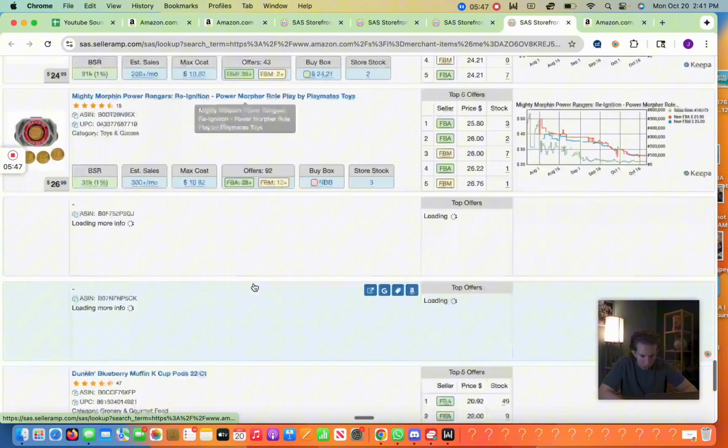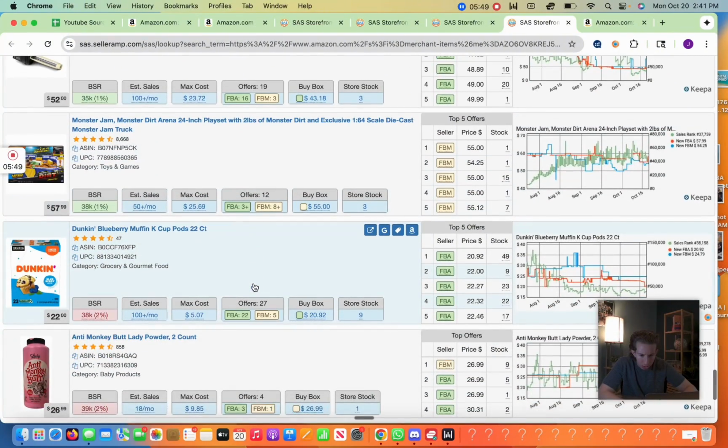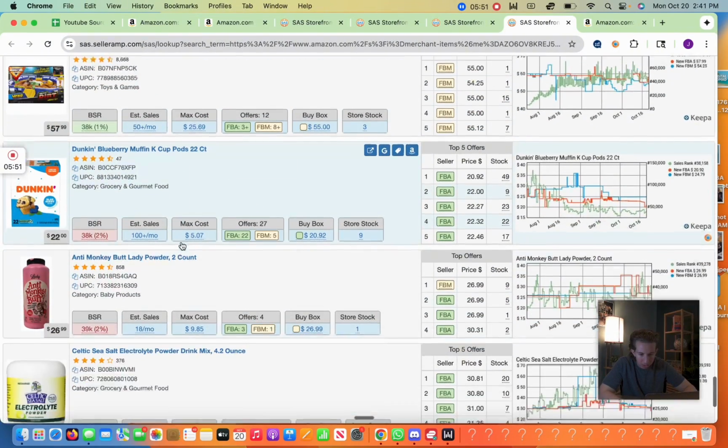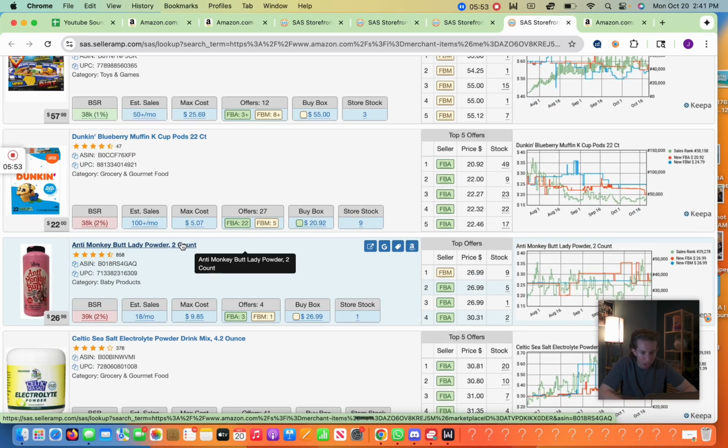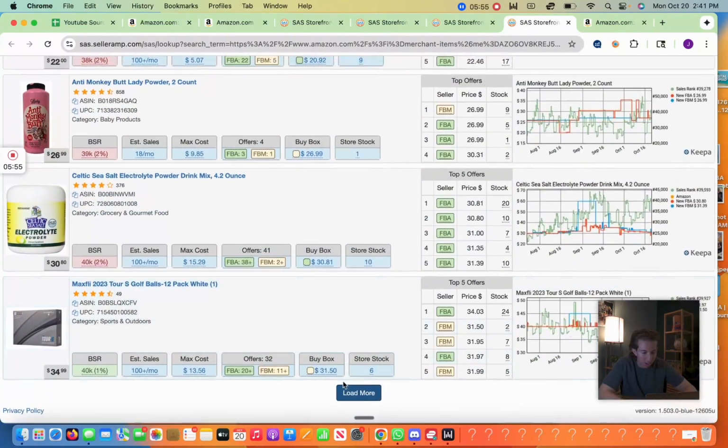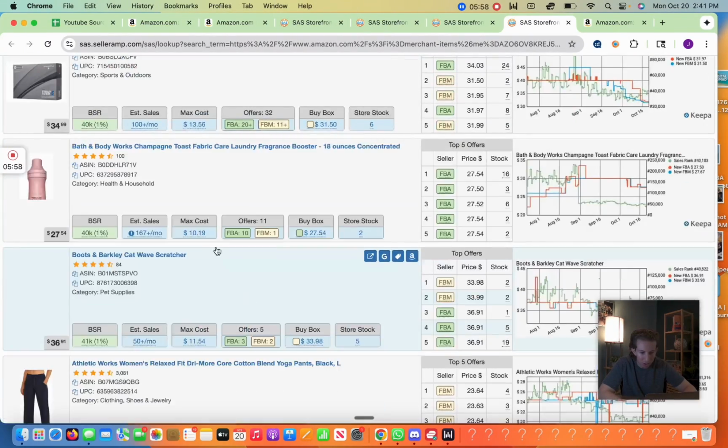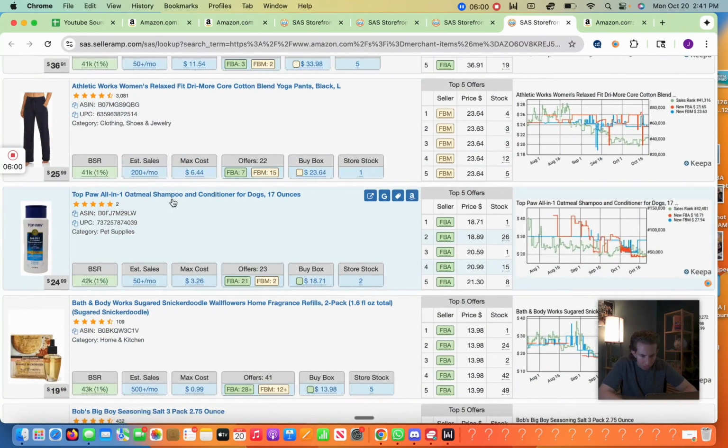All right, so let's see what else we got here from the seller here. He had that one listing that was good. His Dunkin' Donuts, muffin, K-cups, coffee. I believe that's what it is, which is decent. But I don't know if I want to work with Dunkin' Donut products. Shampoo for dogs. Okay, this is pretty niche.